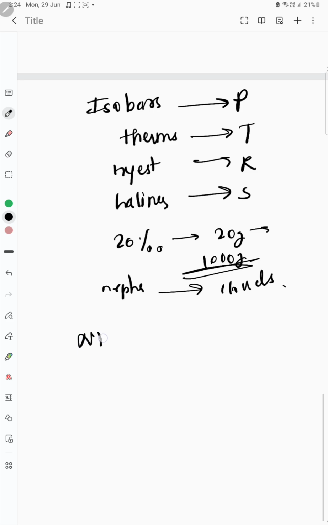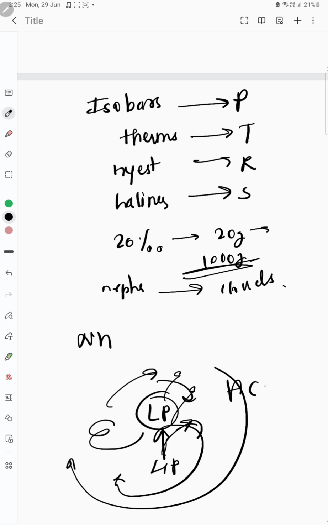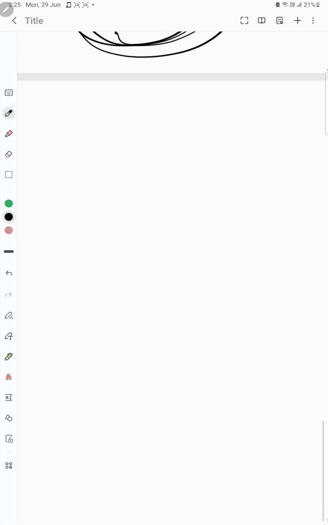Now in the northern hemisphere, if this is the low pressure center and this is high pressure, the air moves from high pressure to low pressure, but it will tilt to the right hand side. It will create an anti-clockwise movement. And in the southern hemisphere, it will create a clockwise movement.